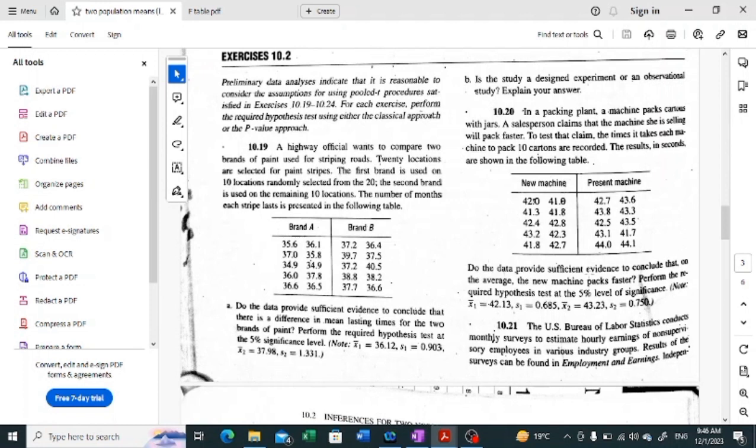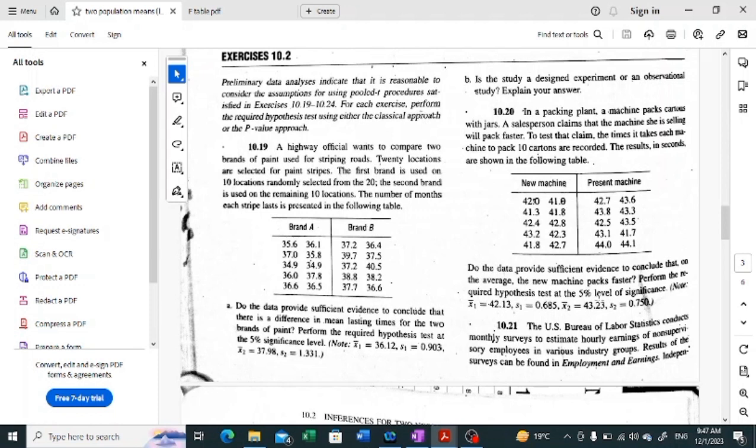So ignoring the requirement of the question, we first have to look at the assumption. So assumption should be the packing times of the two machines are approximately normally distributed. So only then we can proceed with the pool or non-pool T approach.